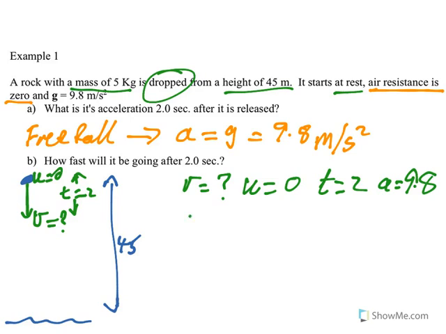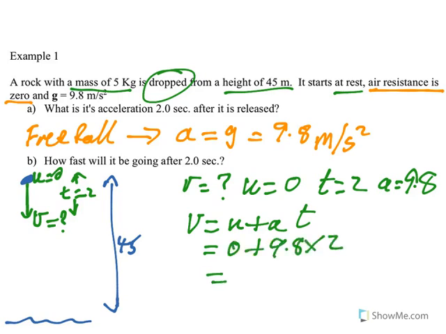Alright, so simply if we're going to use v equals u plus at, then we'll get 0 plus 9.8 times 2, which is 19.6 metres per second. Alright, so just using the constant acceleration formula.